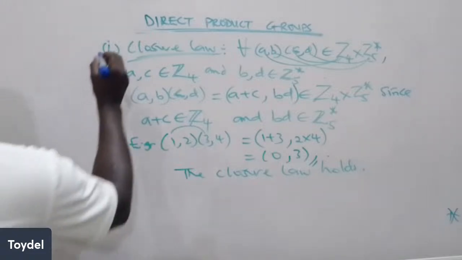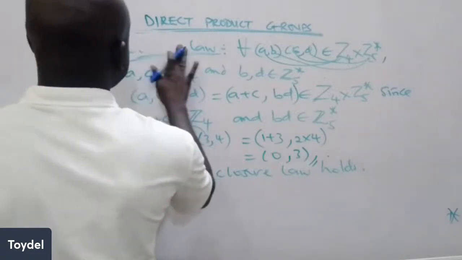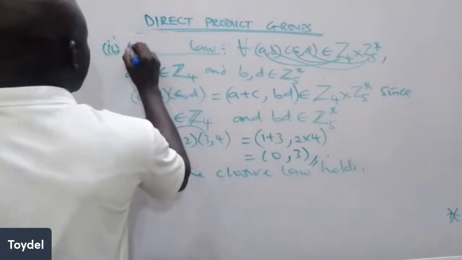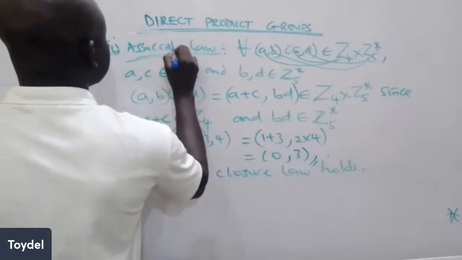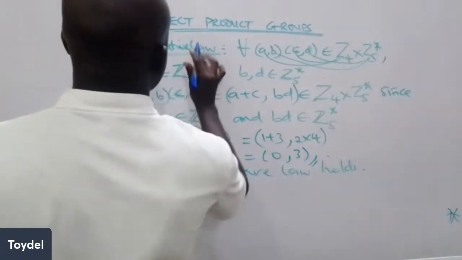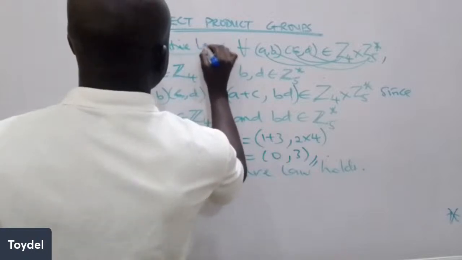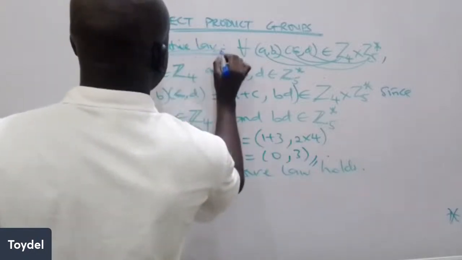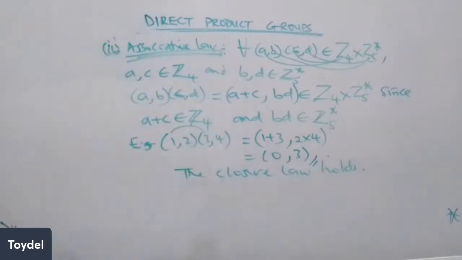So we go to the second law or property, and that is the associative law. We are taking the 5 laws because we have to show that it's an abelian group. Okay. So, associative law.